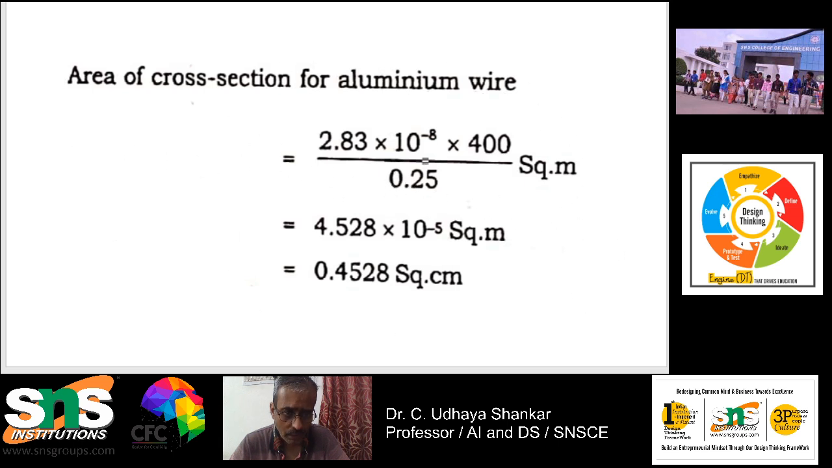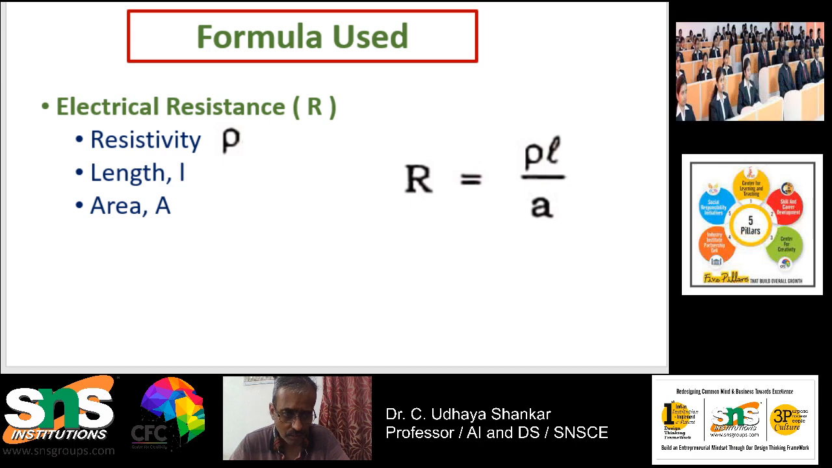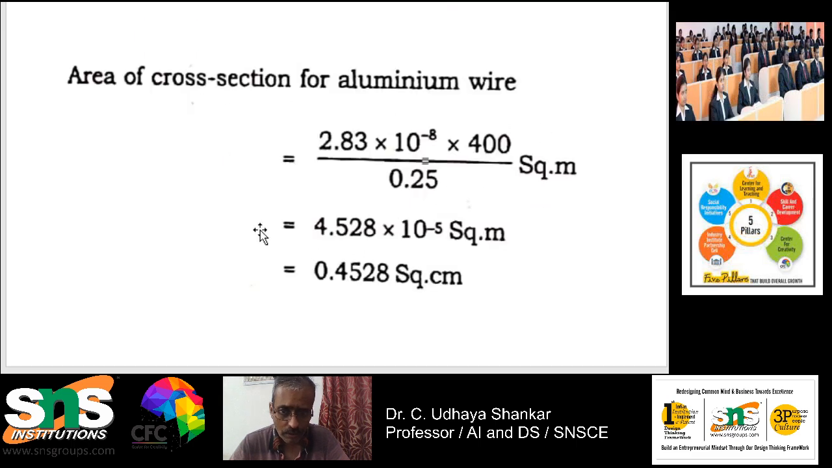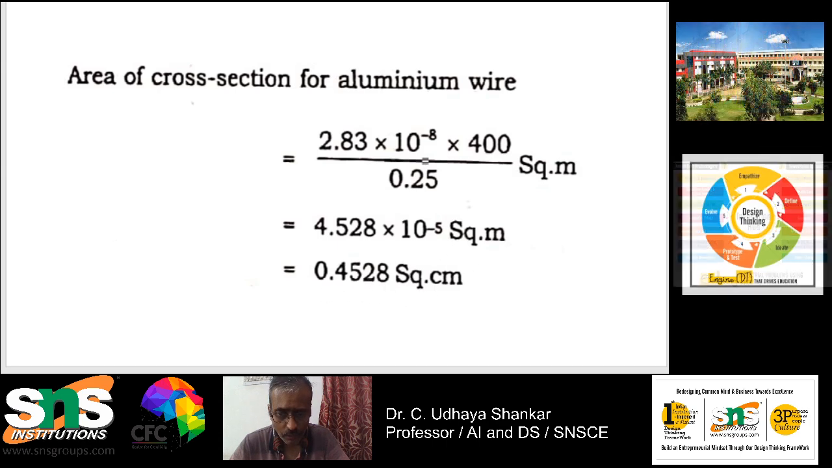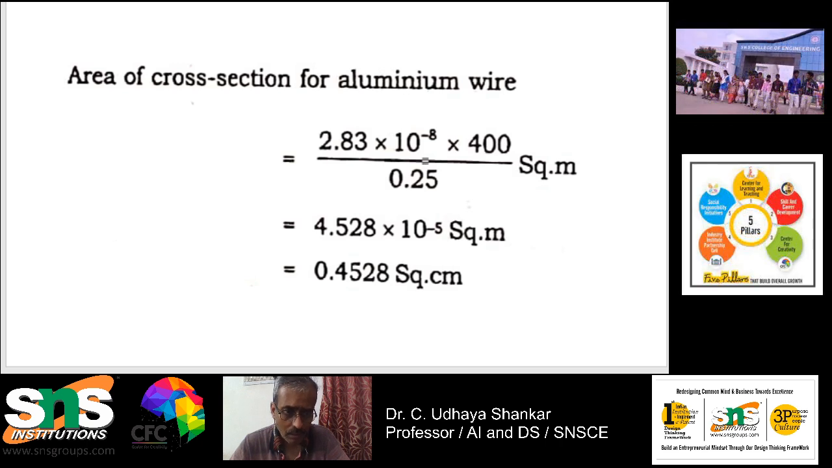So both you can interchange. So area and resistance has to be interchanged. So you can see that the area of cross section of aluminum wire is around 4.528 into 10 power minus 5 square meter, whereas if you convert it to square centimeter, you want to multiply by 10 power minus 4, and you will be getting something like 0.4528 square centimeter. So this is how we want to find the area of cross section, and if you want a detailed discussion, you can just refer to the previous videos.